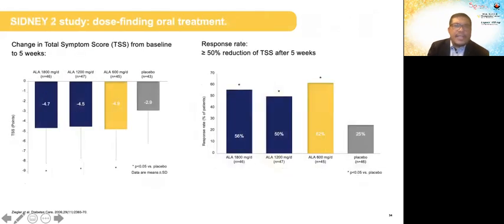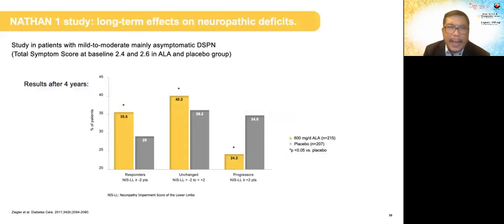The SYDNEY 2 study is likewise a dose-finding study on oral treatment. They again measured total symptom score from baseline to 5 weeks after. If you look at the different doses at 1,800 milligrams, 1,200 milligrams, and 600 milligrams versus placebo, you will see that the 600 milligram oral treatment produced a more than 50% reduction in total symptom score after 5 weeks of treatment. And this is per oral versus per IV.